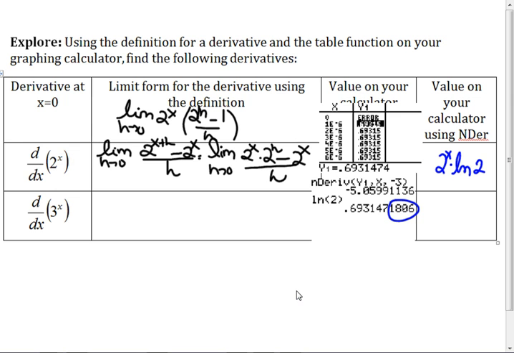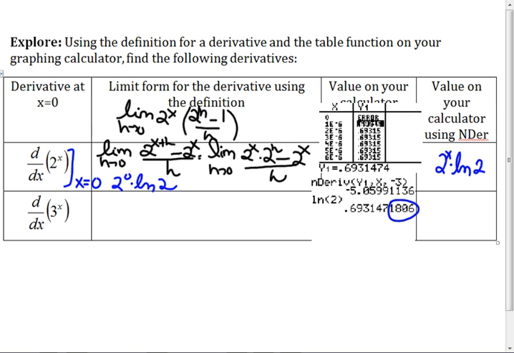I don't know how I could use n derive on my calculator. I can on my CAS. So if I bring the CAS up, I can. Wait, so it's not log of 2? It's 2 to the x times the log of 2. So if you let x equal 0, what's the derivative at x equals 0? It's 2 to the 0 times the log of 2, which is the log of 2.